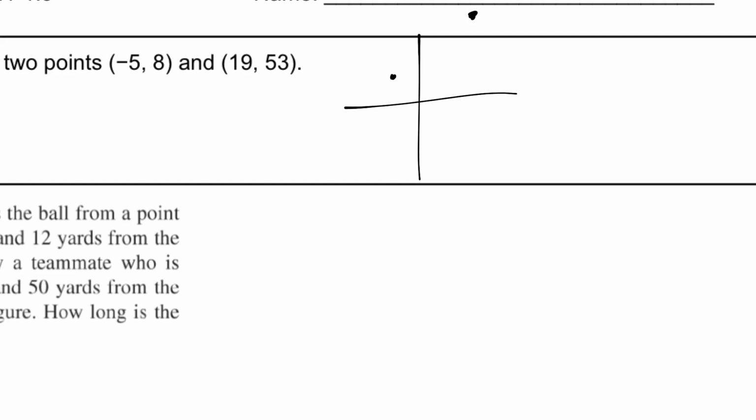But if you don't want to use the distance formula, you can think about where these points would be in a coordinate plane and turn it into a triangle. For example, the difference between the x-coordinates is 19 plus 5, or 24. The difference between the y-coordinates is 53 minus 8, or 45. And if you thought about this like a triangle, that's a squared plus b squared is equal to c squared.